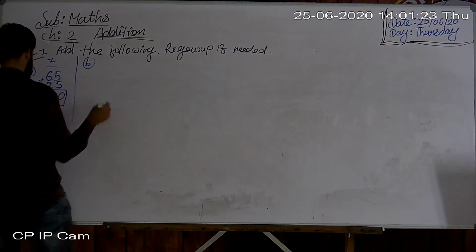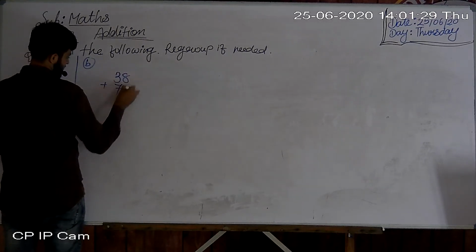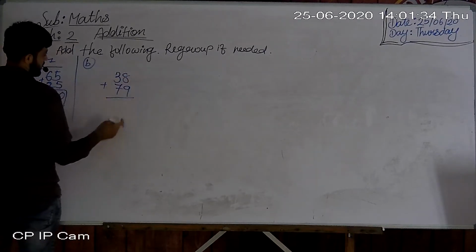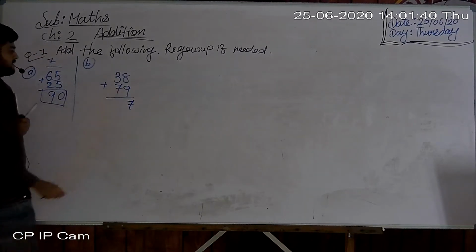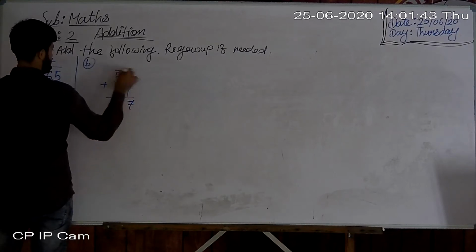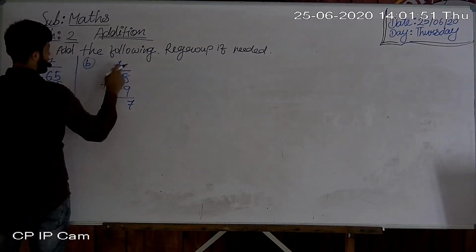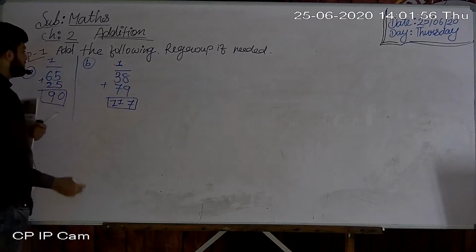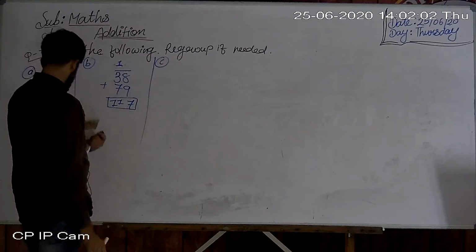Second question: 38 plus 79. Here 8 and 9, so 17. 8 plus 8, how many? 16. 16 plus 1, 17. So 1 carry. Then 7 plus 3 is 10, 10 plus 1 is 11. So our answer is 117. Now let's move on. Question number C. What is question number C?